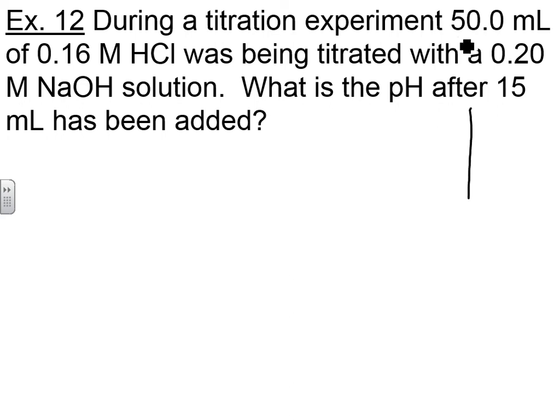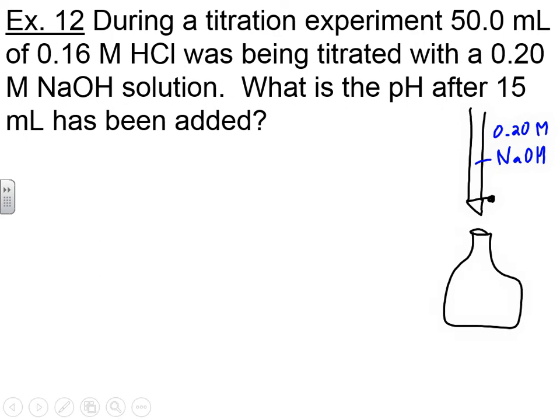So here's your burette containing your base. In this case, this is our NaOH, and it's telling us that this is 0.20 molar NaOH. Right down below, in our flask, is our acid. So here's a finely drawn flask, and our acid will make it red. Here, we've got 50 mils of 0.16 molar HCl in here. So what we're saying is we're about to add a bunch of base to it.